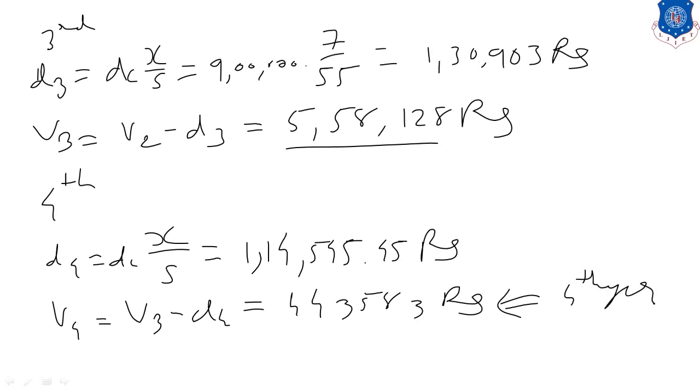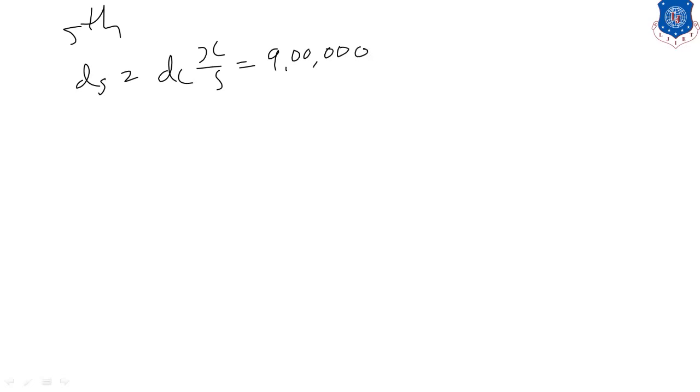Now let's calculate the value for the fifth year. For the fifth year, the depreciation amount represented by D5 can be given by DC X upon S, which is equal to 9 lakhs multiplied by 6 remaining years upon 55, which is equal to 98,181.81 rupees. So it becomes our depreciation for the fifth year.